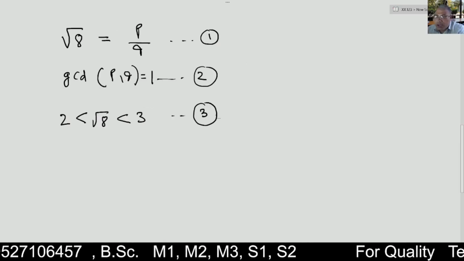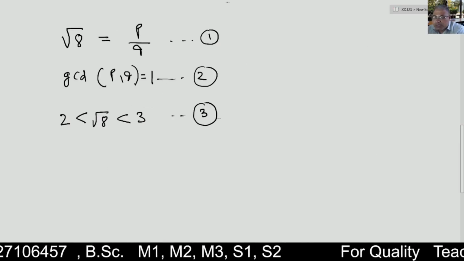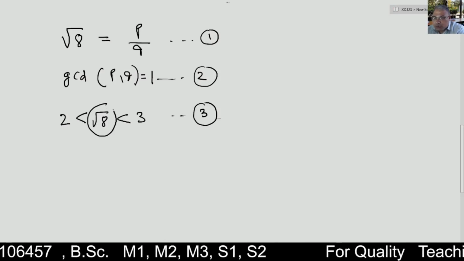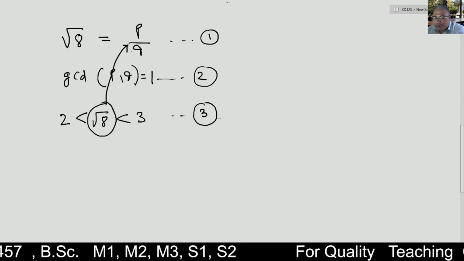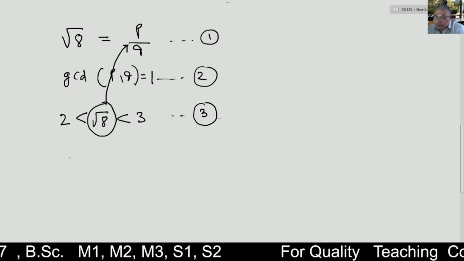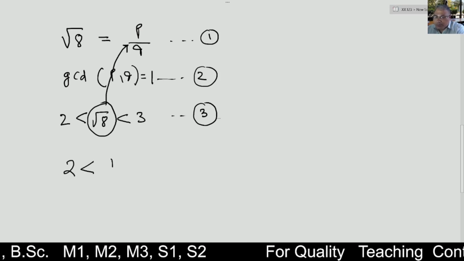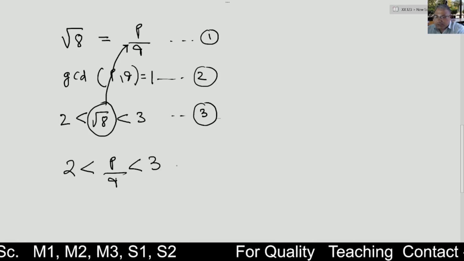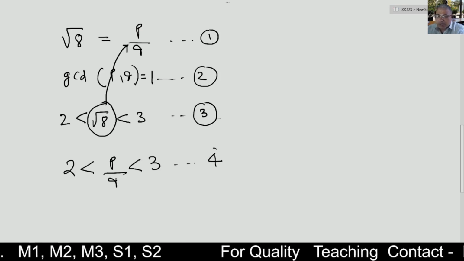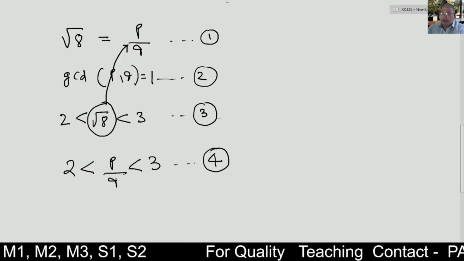Here I have written again equations 1, 2, 3. In equation 3, root 8 is there. The root 8 can be replaced by p upon q. So we get p upon q greater than 2 and less than 3. Let us call it equation number 4.